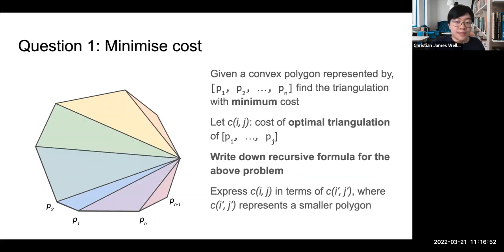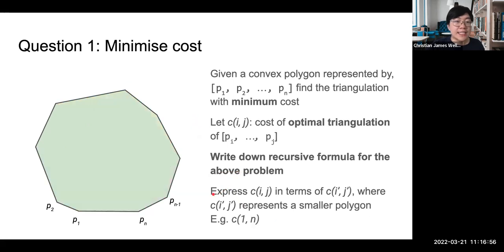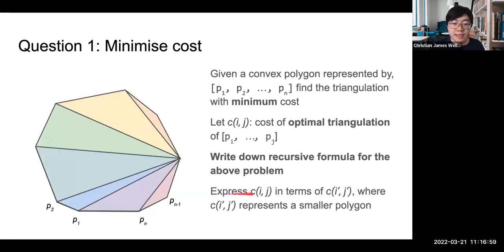Okay, so the best cost in the sense of the smallest cost. So the first question asks you to find the recursive formula. Express Cij in terms of Ci'j', where Ci'j' just represents a smaller polygon.